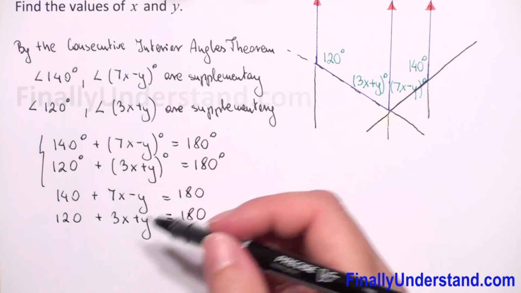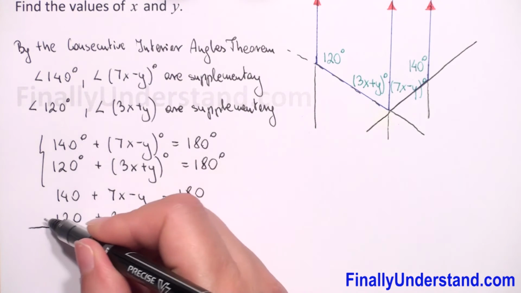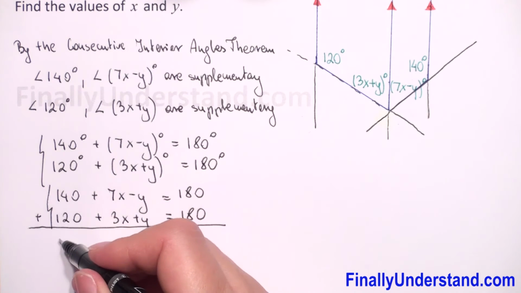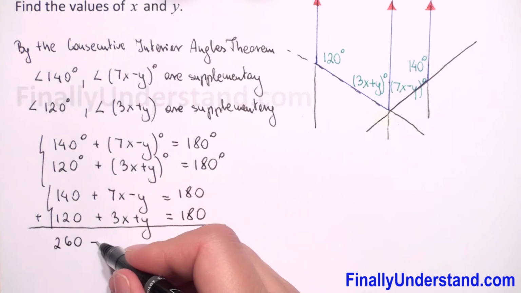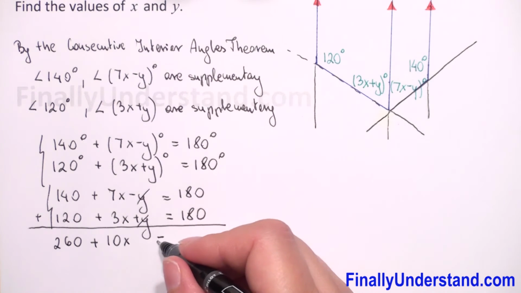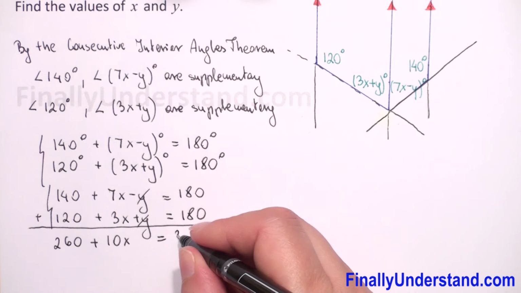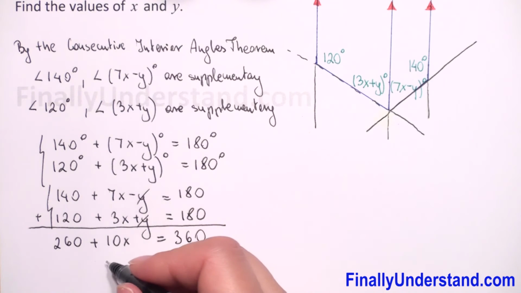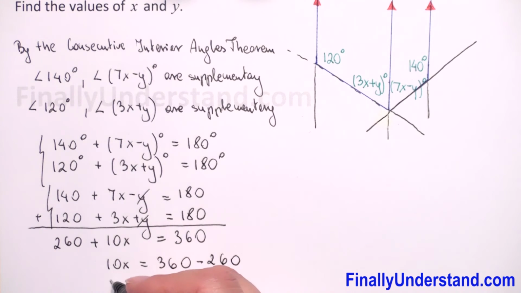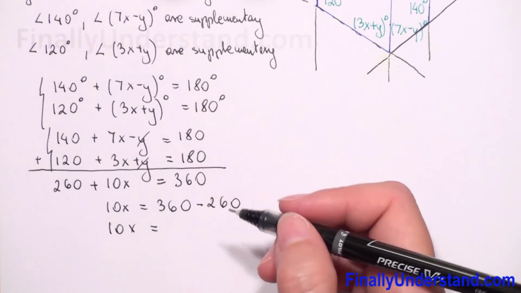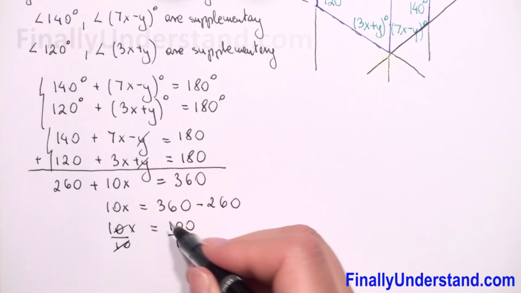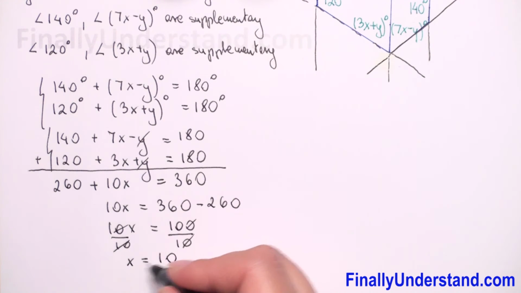So now if we add these two equations, we see that y will reduce. So we have 140 plus 120, so this is 260, plus 7x plus 3x is 10x, and y and y will reduce. So this is equal to 180 plus 180, which is 360. I will combine the like terms. So we have 10x is equal to 360 minus 260. So we have 10x is equal to 100. So now I will divide both sides by 10. So we have that x is equal to 10.